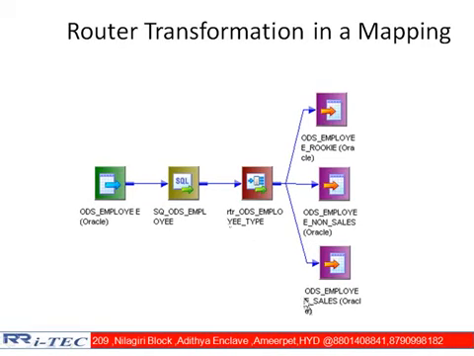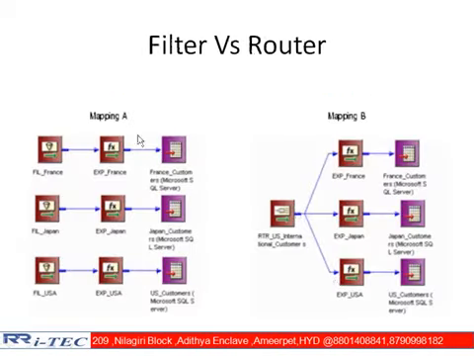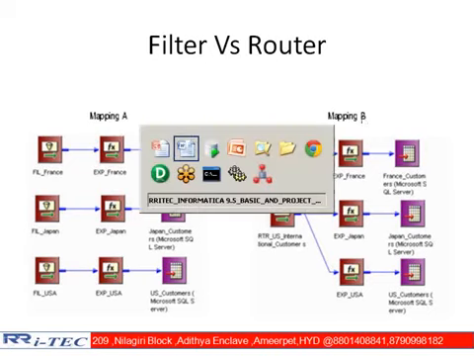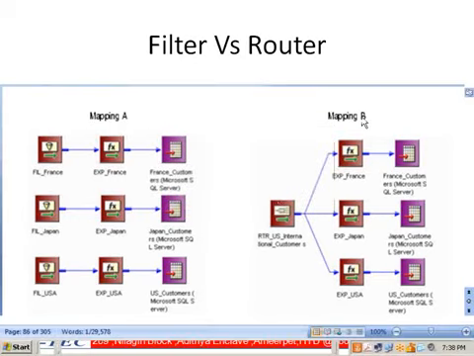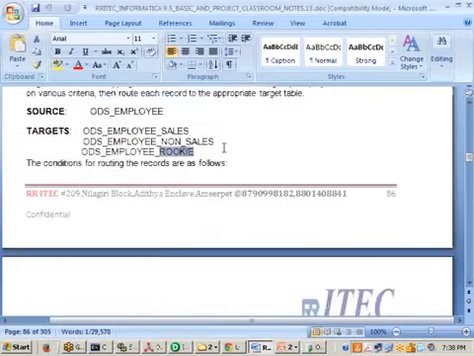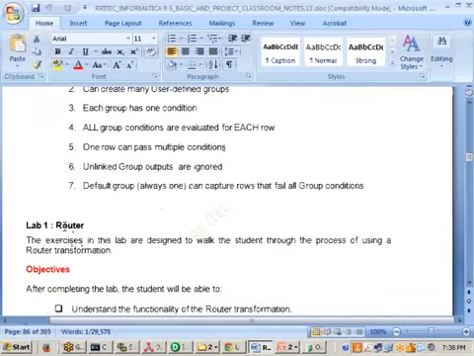Let me see here. If I want to do the same job using filters, I need to do this. This is the way. If I want to use a router, this is the way I need to do it. Let us go and try to do this exercise. After doing this exercise, I will come back again to this filter versus router and we will try to implement the same thing using the filter also. Then we will see what is happening. First, let me go to lab 1. What is the page number? 86. Okay, page number 86, lab 1.